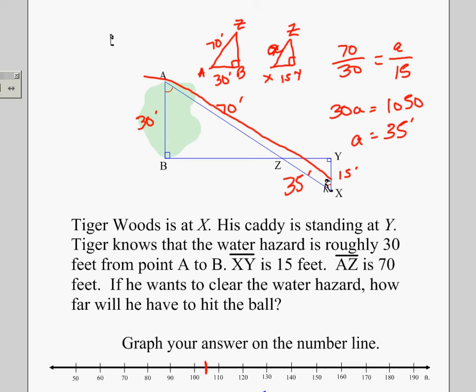And if I graph it, I actually need to have an open circle going towards the right. Open because if he hit it exactly 105 feet, it's going to probably strike the edge of the water hazard and roll back in. So he needs to go just beyond 105 feet in order to clear the water hazard.